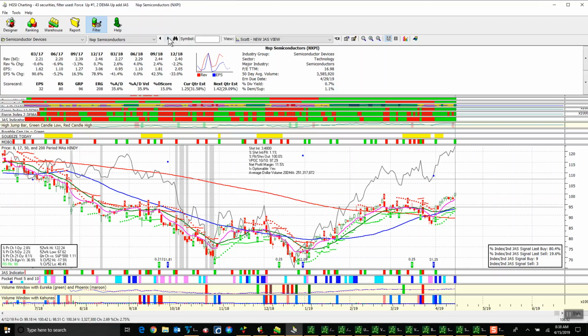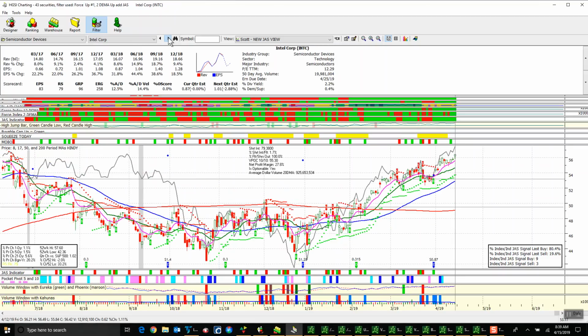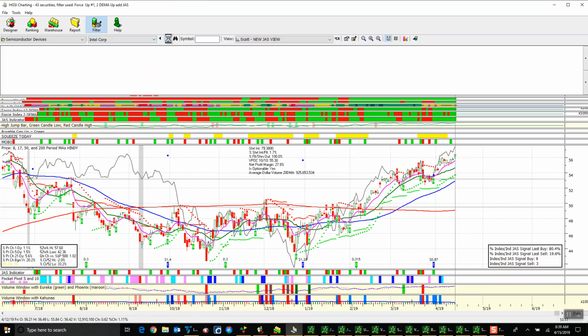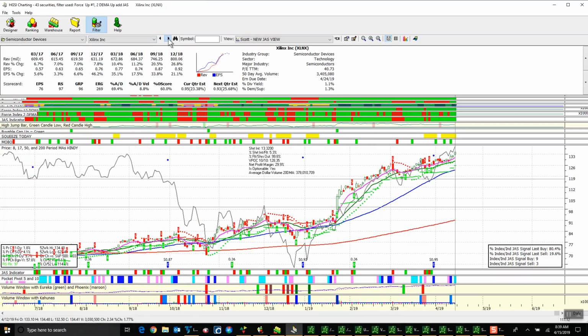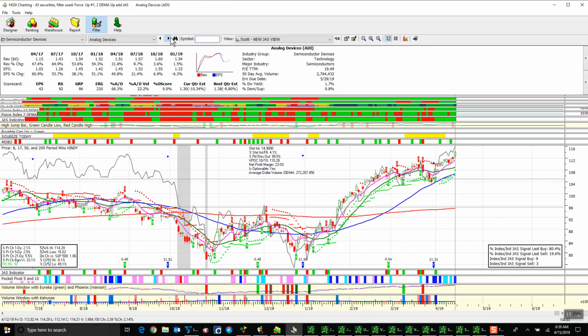Intel's been a big mover. Don't like the earnings per share growth. Xilinx, this was one that really opened our eyes to the semiconductors, a big move off of the 50. I'd rather buy it closer to the 50, but it does have earnings per share growth. And Analog Devices, another one that's had a big run. So these are getting extended. I look for pullbacks to buy them.